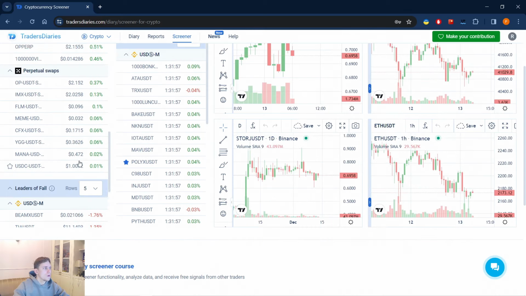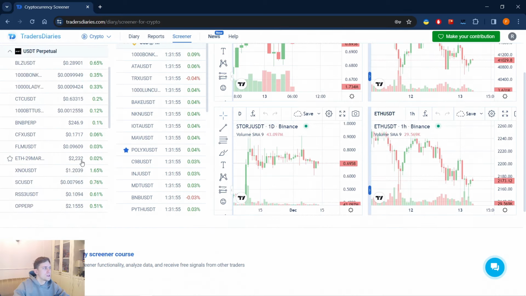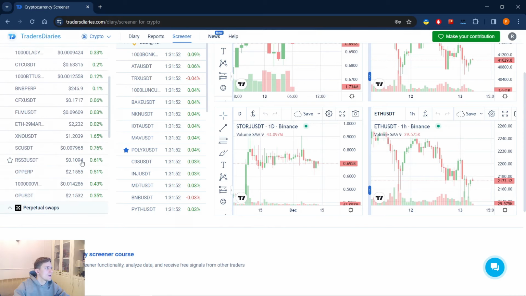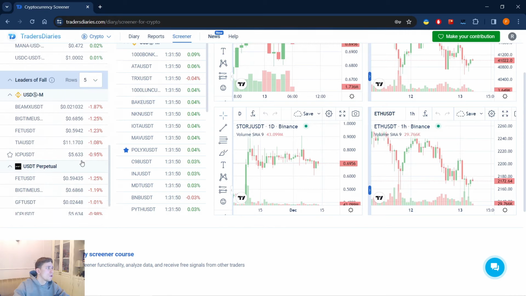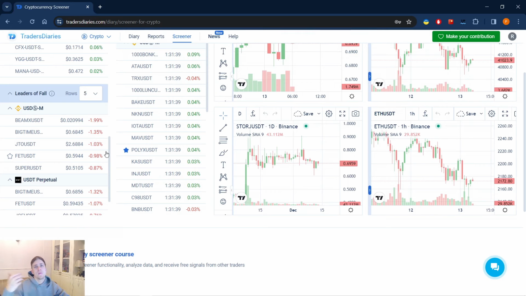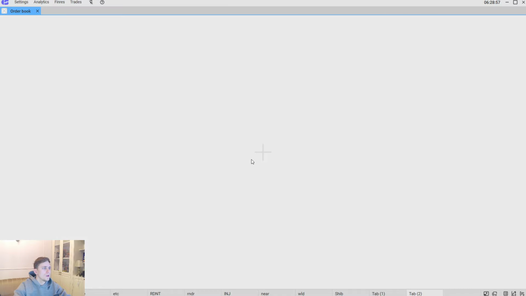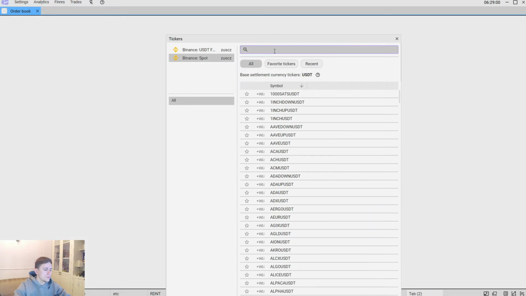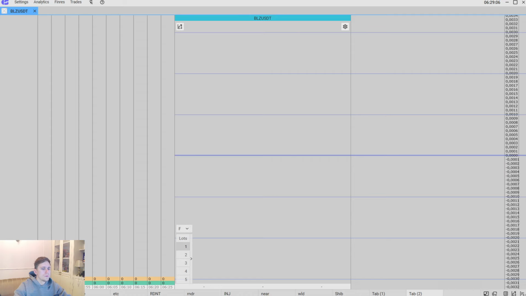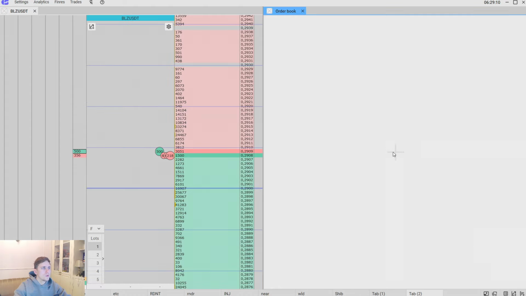I prefer watching the top 5 instruments from this list, the most active in fall and growth, and we place them on our working space. So we create a new tab, we add the order book, and another order book for futures.